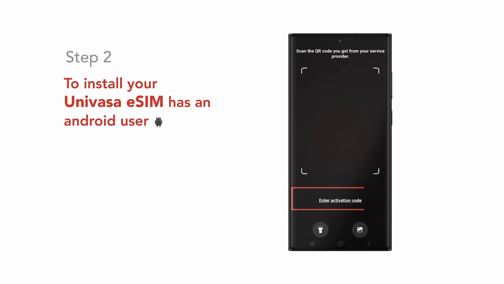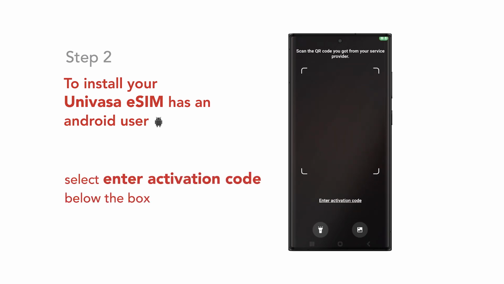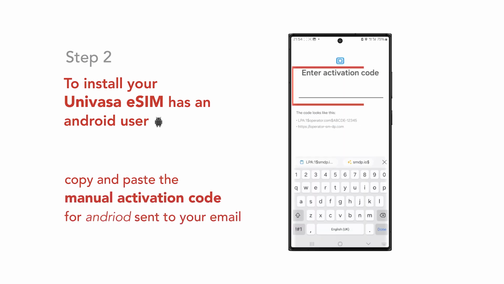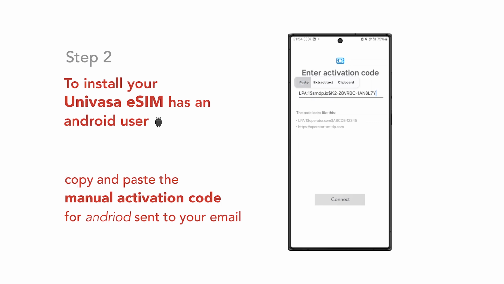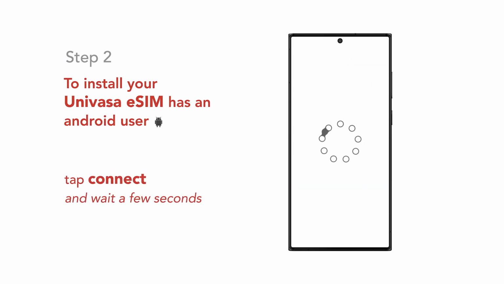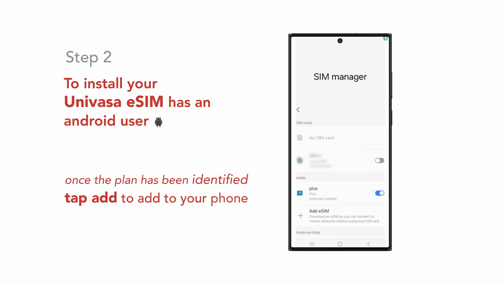On the same screen, select Enter Activation Code below the box. Copy and paste the manual activation code for your Android device on your Purchase Successful eSIM page. Tap Connect and wait a few seconds. Once the plan has been identified, tap Add to your new phone.